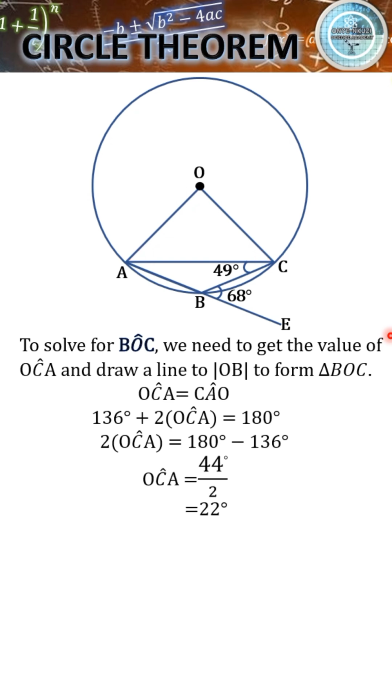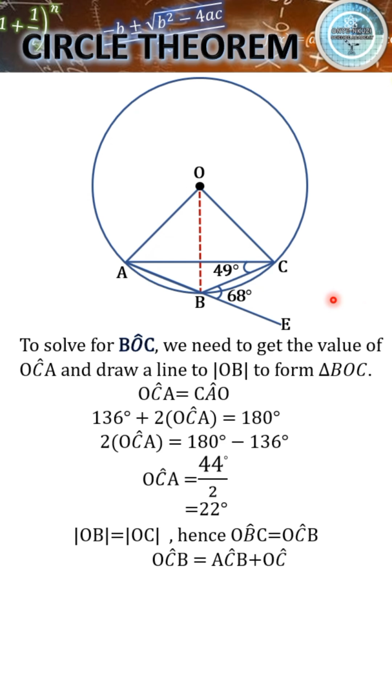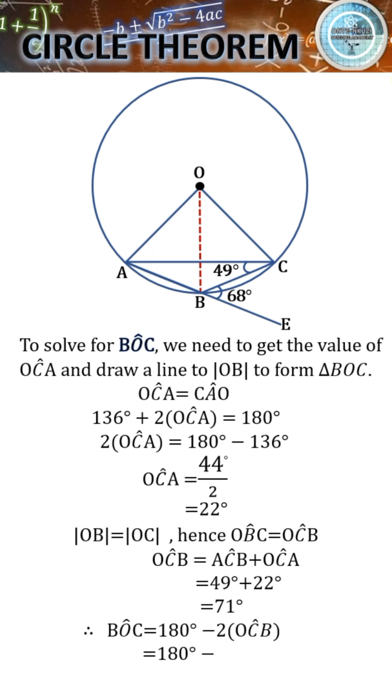So let's now draw a line to join OB. Now we have another isosceles triangle. So OC and OB are equal because they are radii of the circle. So if that is the case, that means the angle at C and the angle at B will be equal. So when we've gotten our OCA to be 22, we'll add it to 49 to give us 71. That means the angle at B is also 71. So for us to get BOC, we have 180 minus 2 times 71, which is 38.